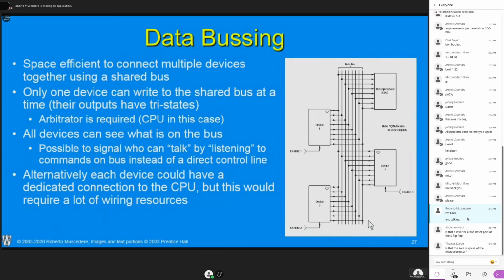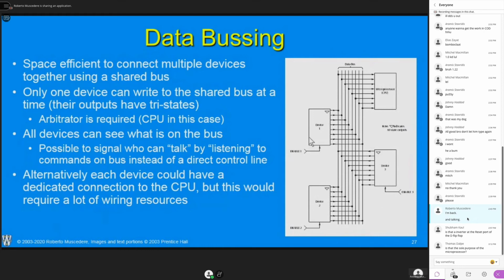Someone asks, is that the sole purpose of the microprocessor? No, the microprocessor is doing a lot of work, but it's usually in charge of the arbitration as well. And that's going to be done through addressing. So based on where the microprocessor grabs information, that's going to dictate who is talking on that bus at one time.